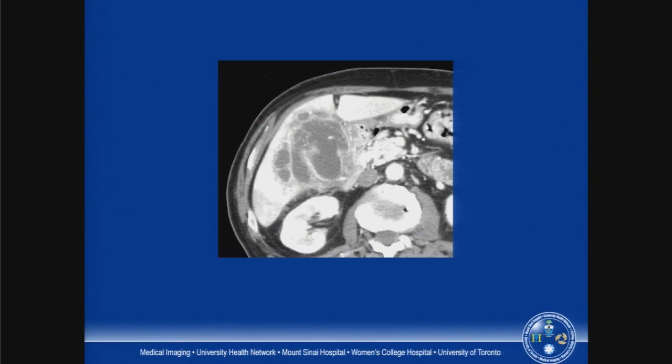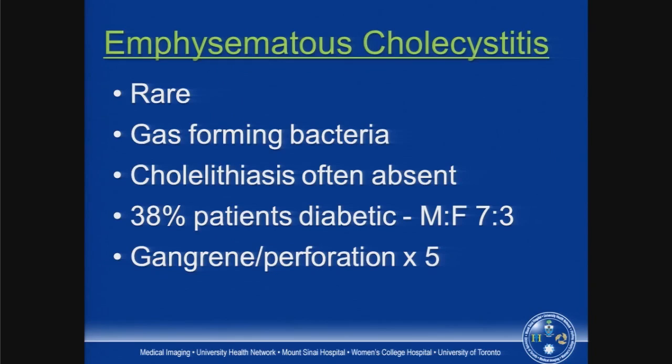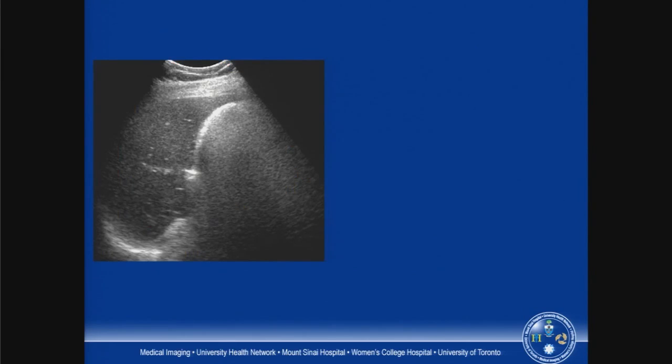And CT gives a very nice overview and has a similar sensitivity for demonstrating the point of perforation in the gallbladder wall. Emphysematous cholecystitis, thankfully, is rare, gas-forming bacteria. Often gallstones are absent. A little over 1/3 of patients will be diabetic, more common in men than women, and an important condition because of its high gangrene and perforation rates, and therefore high morbidity and potentially high mortality rates.